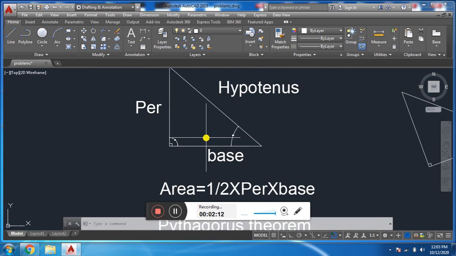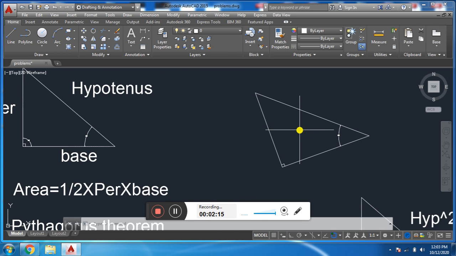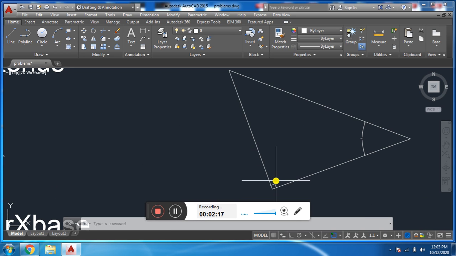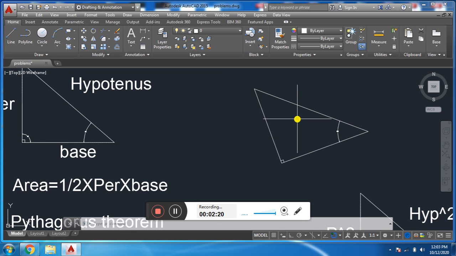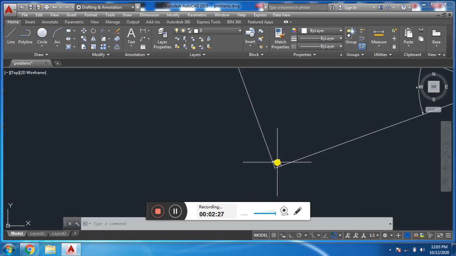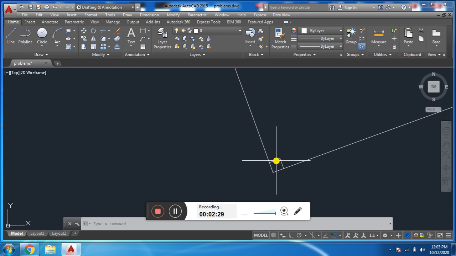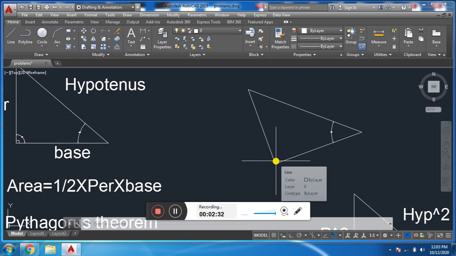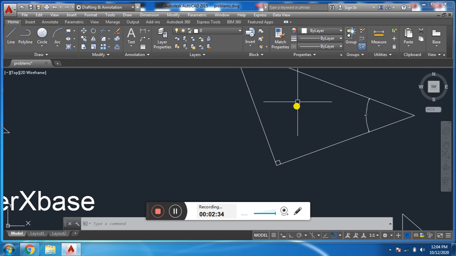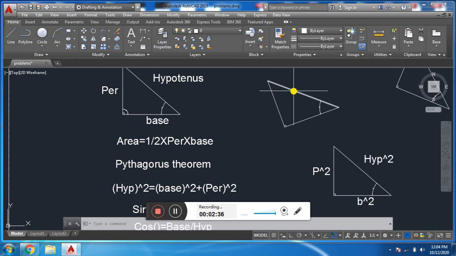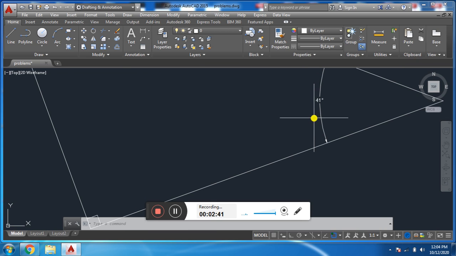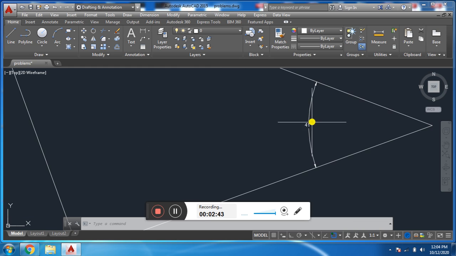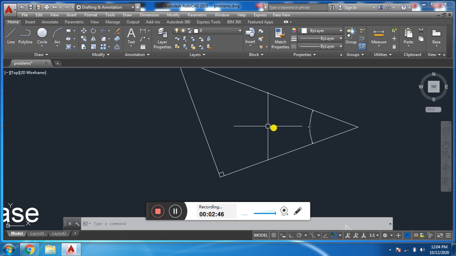For example, if we have another triangle and we are given 90 degrees and another angle, how can we decide the dimension names, meaning perpendicular, base, and hypotenuse? This is the sign of 90 degrees, this small square, and we know that the dimension opposite to 90 degrees will be the hypotenuse. This dimension is the hypotenuse, and the dimension opposite to this angle is called perpendicular.